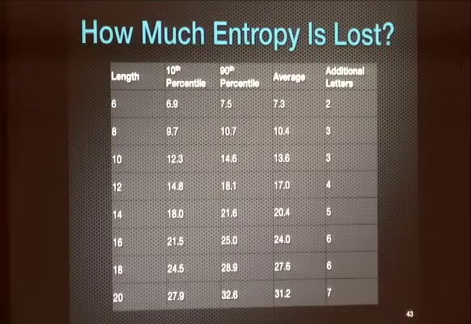And so you can see here that the average entropy loss ranges from like 7 to 31, and additional letters required ranges from like 2 to 7.